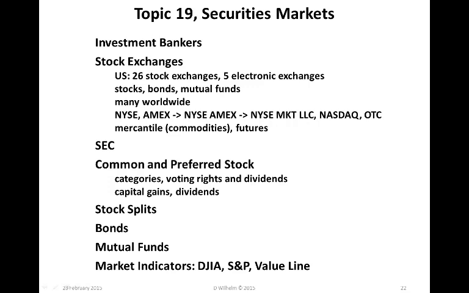There are a number of market indicators. There is the Dow Jones Industrial Average of 30 stocks. Standard & Poor's has a whole lot of various indices, as does Value Line.